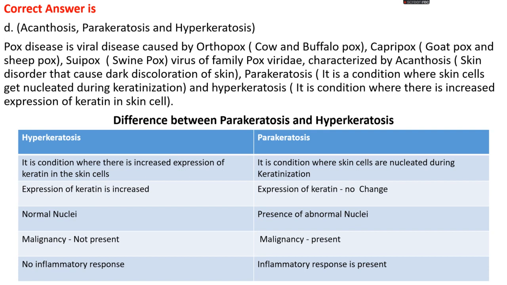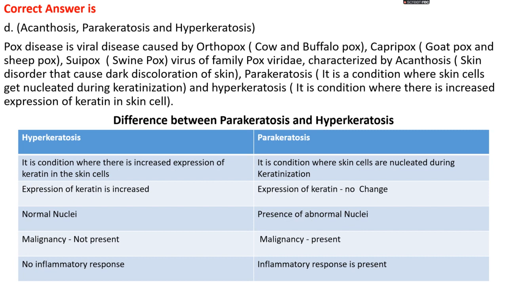Let's see some common differences between parakeratosis and hyperkeratosis. Hyperkeratosis is a condition where there is an increased expression of keratin in the skin cells, while parakeratosis is a condition where skin cells retain nuclei during keratinization. The expression of keratin in hyperkeratosis is increased, while in parakeratosis there is no change.